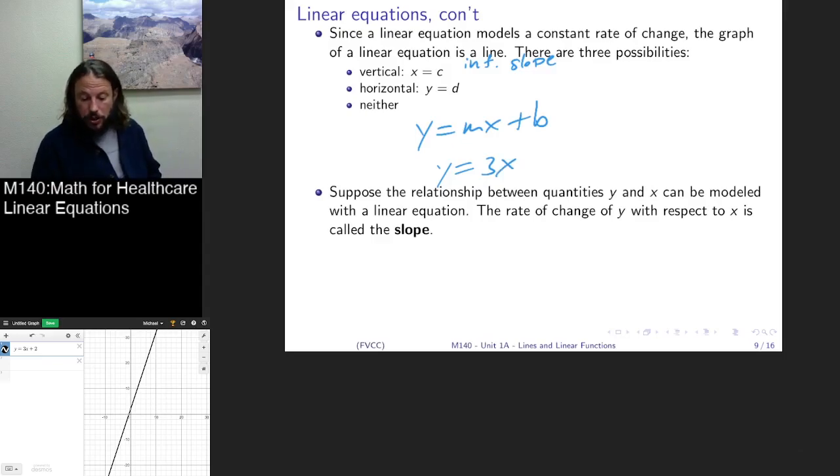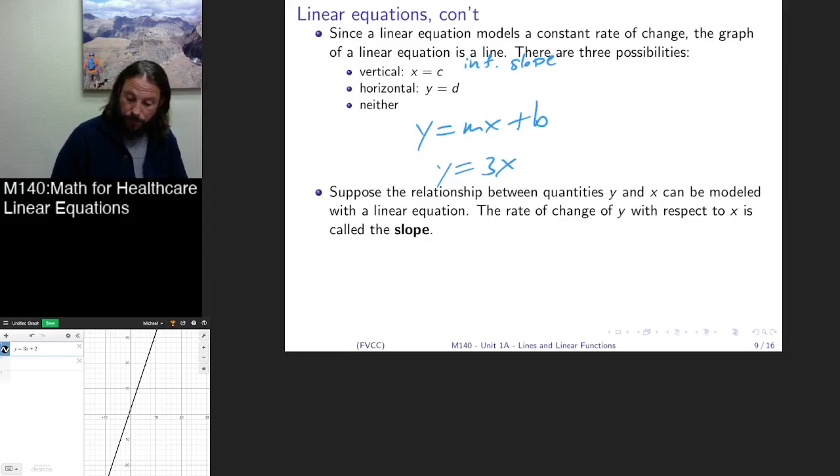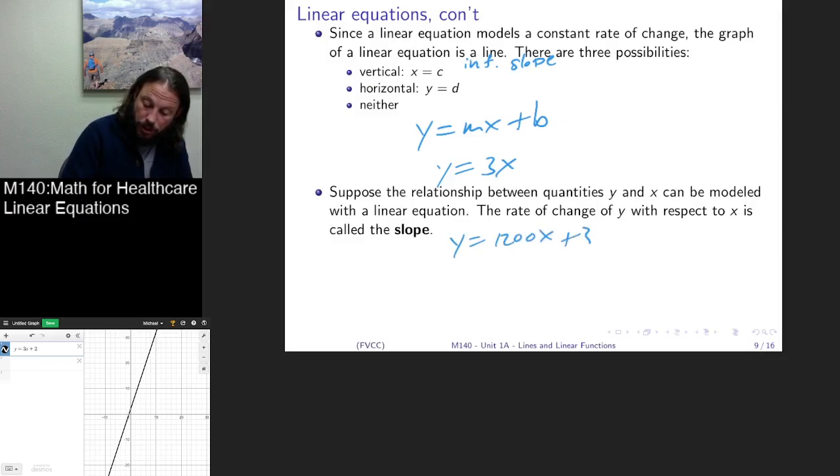Now supposing the relationship between quantities y and x can be modeled with a linear equation, the rate of change of y with respect to x is called the slope. All right, and again, let's go back. y equal to 1200x plus 3900. What is this slope in the context of the problem? It's saying that my skier climbs 1200 vertical feet for each additional hour that he's hiking.